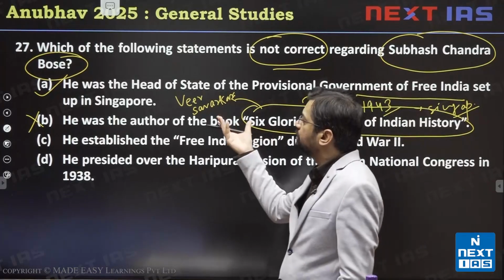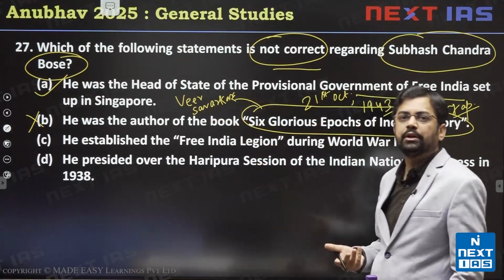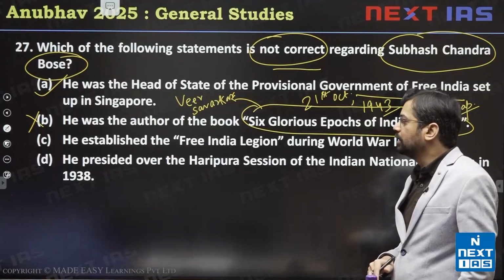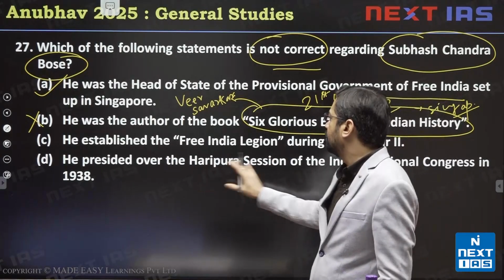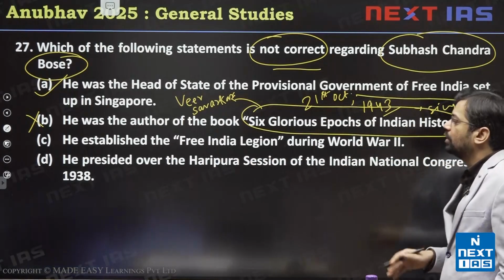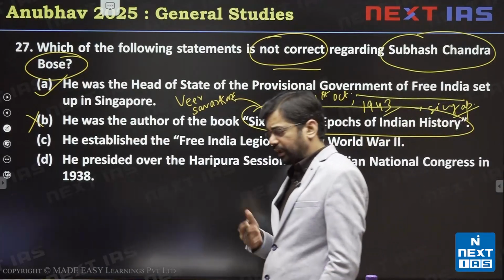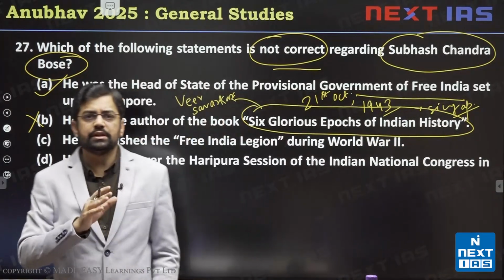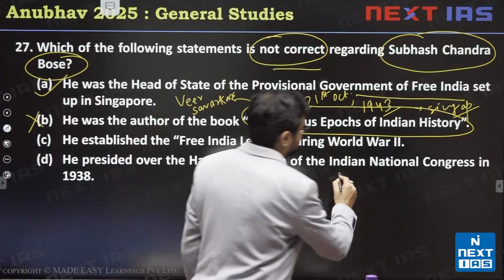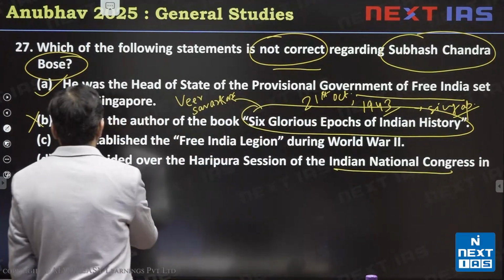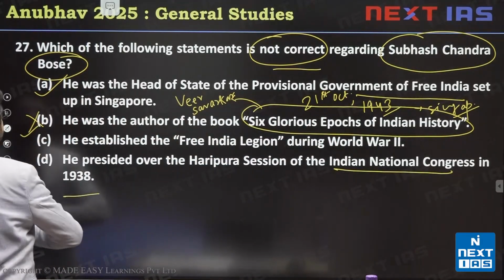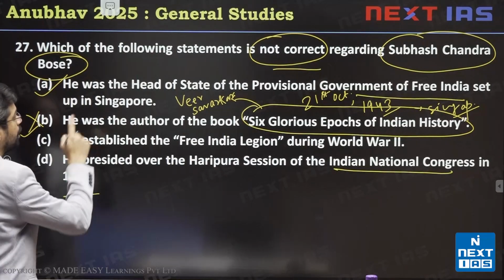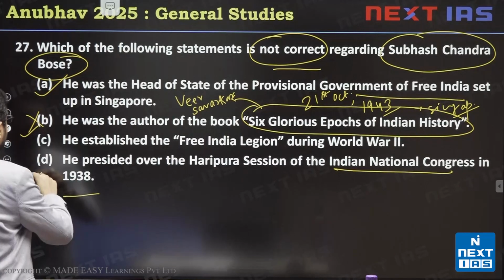So if you only know the name of this book's author, you can easily mark the question. And as you know, he presided over the Haripura session of the Indian National Congress, and after that the Tripuri crisis also happened. This is a very famous session that he presided over. Everyone knows this. So the statement is B, and the correct answer for 'not correct' in this question is B.